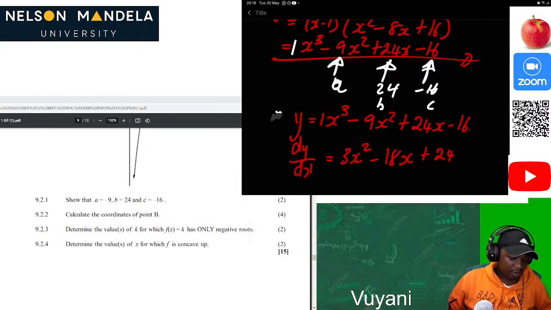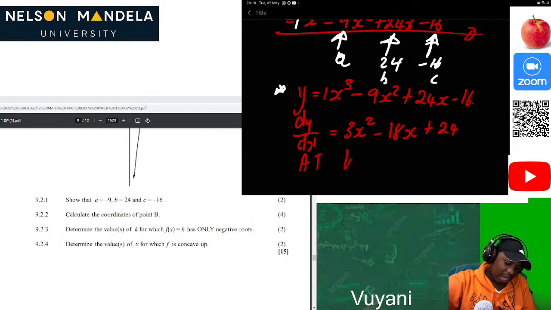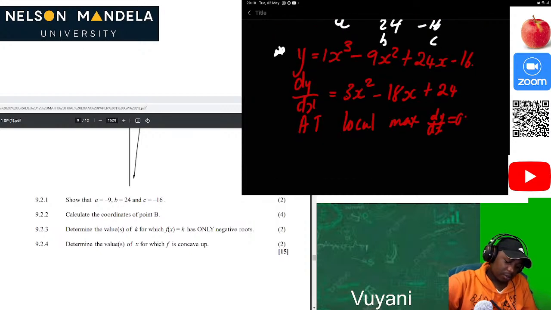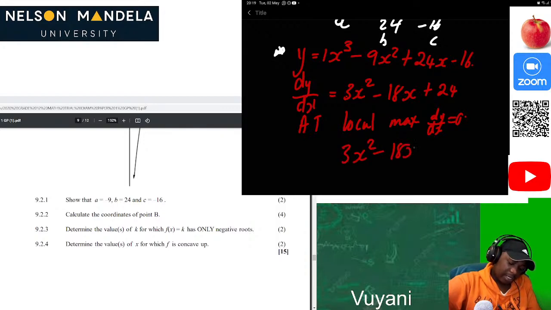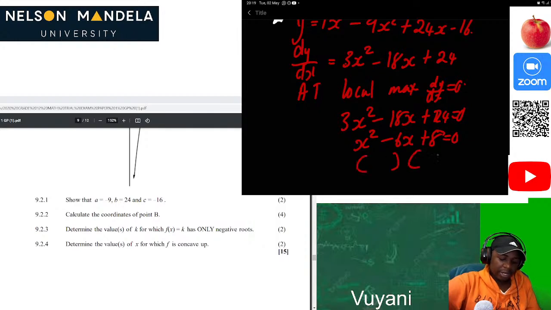The derivative of a constant is always equal to 0. And we know that at a local maximum, the derivative dy over dx must always be equal to 0. So 3x squared minus 18x plus 24 is equal to 0. If we divide by 3, that will be x squared minus 6x plus 8 equal to 0. From here we can look for factors.